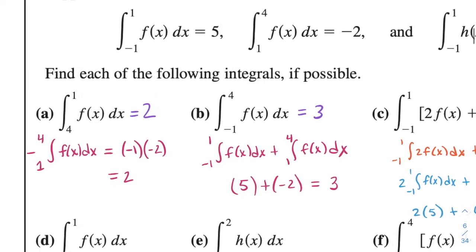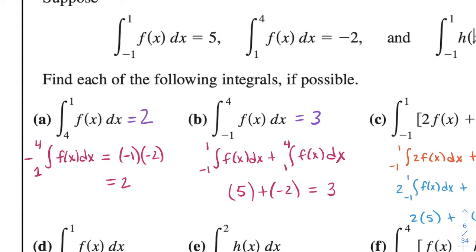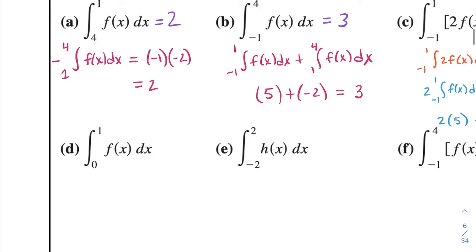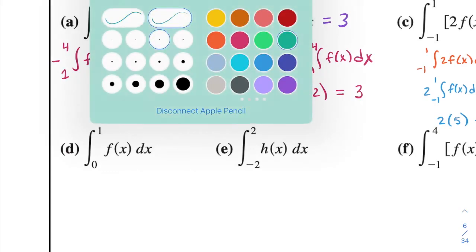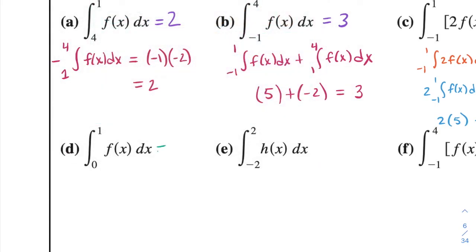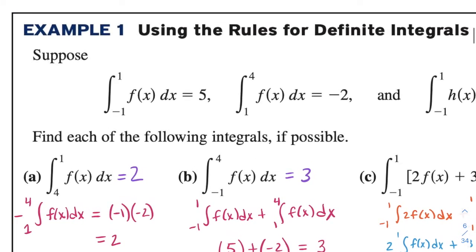I do not see anything that I can do. So this one does not exist. Not possible. That's okay, some of these are not possible. Okay, so 0 to 1, definitely not possible.